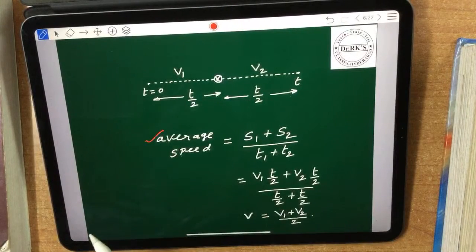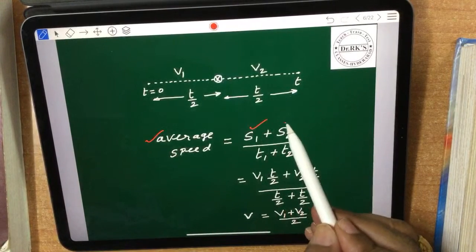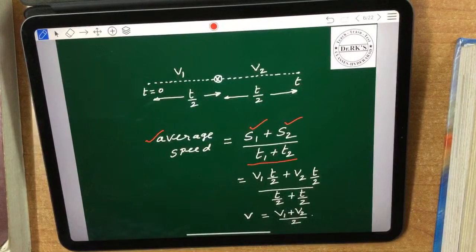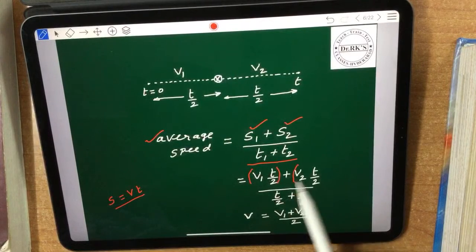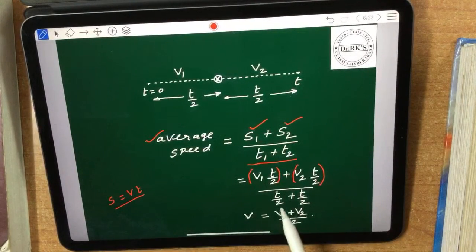The average speed is equal to (S1 plus S2) by (T1 plus T2). Simple, straightforward. What is S1? We know that displacement S is equal to velocity into time, the general formula. So S1 is v1 into t by 2, and S2 is v2 into t by 2, divided by T1 plus T2, which is t. So the average velocity in this case is (v1 plus v2) by 2. Just note down this one.